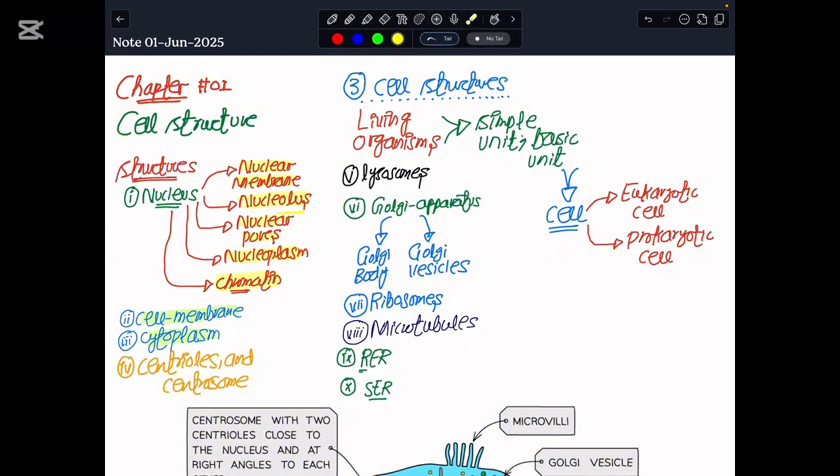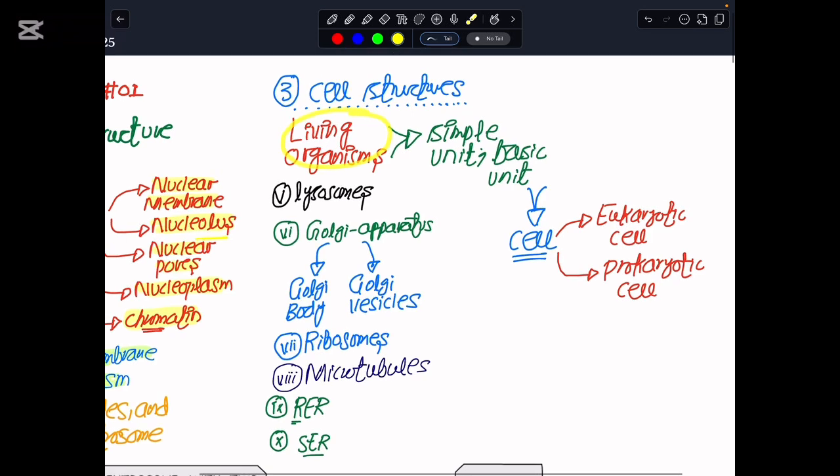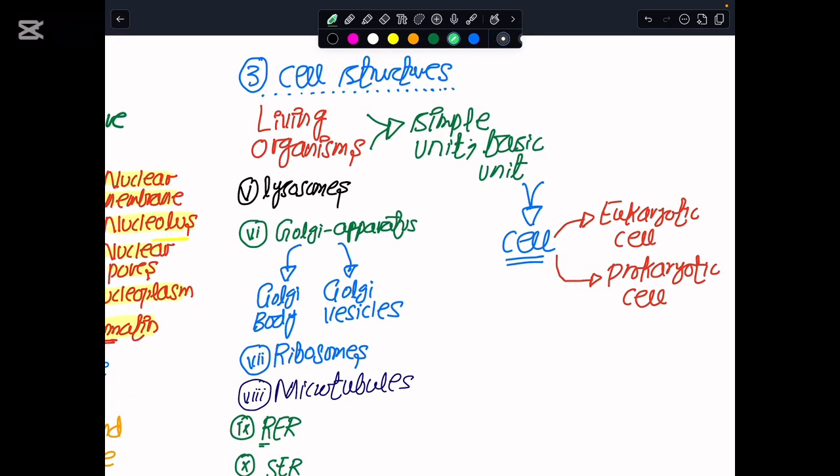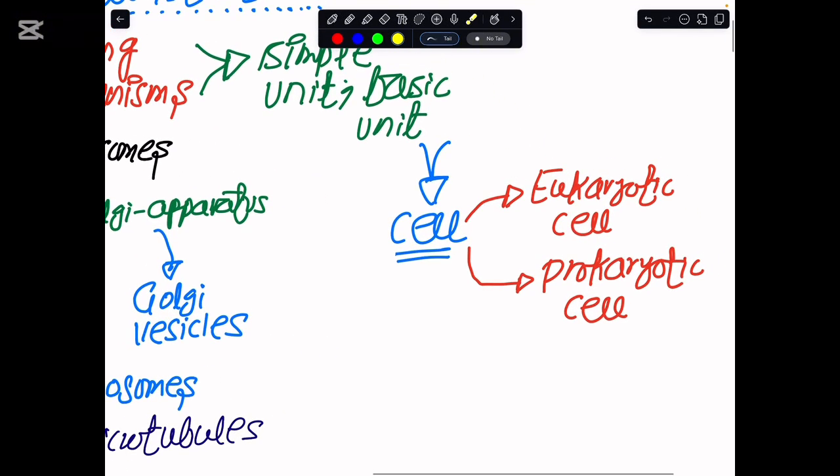Now, since we are concerned with living organisms, you know well that most living organisms are complex, and they have simple units in them, which are referred to as cells. We have two major categories of cells: the eukaryotic and the prokaryotic cells. The cells of the kingdoms Animalia, Plantae, Fungi, and Protoctista are eukaryotic cells, and the cells of bacteria are the prokaryotic cells.